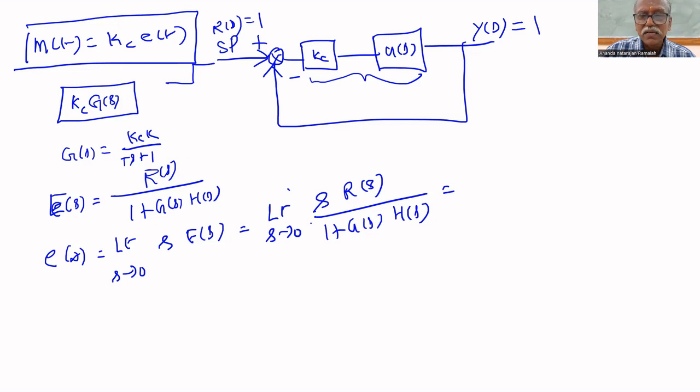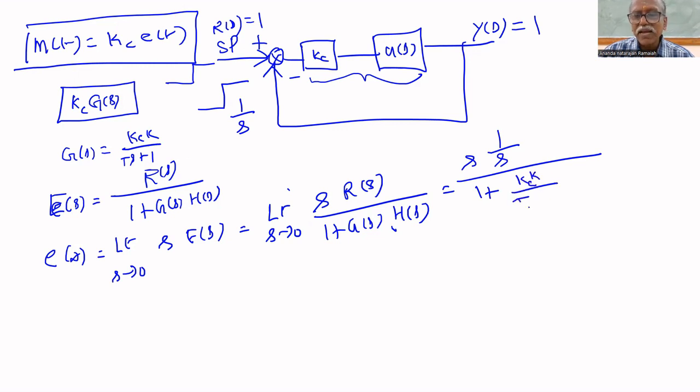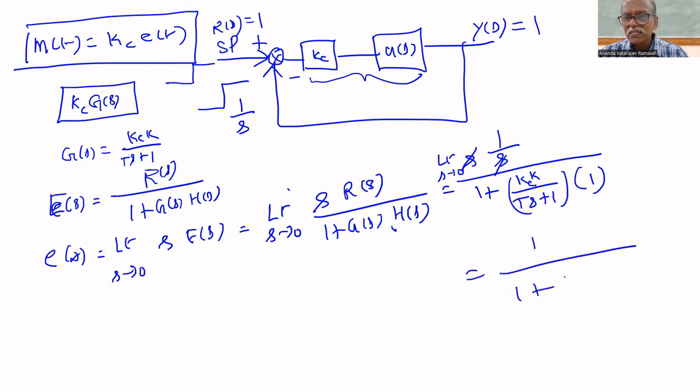R of t equal to 1 is a step input. For a step input, if you take the Laplace transform, that is 1 by S. If you substitute that, R of S equals 1 by S, and G of S is KcK divided by tau S plus 1. Unity feedback, that's why H of S equals 1. S gets cancelled. Limit S tends to 0. If you substitute S equal to 0, what you will get is 1 upon 1 plus KcK upon 0 plus 1, or 1 upon 1 plus KcK.